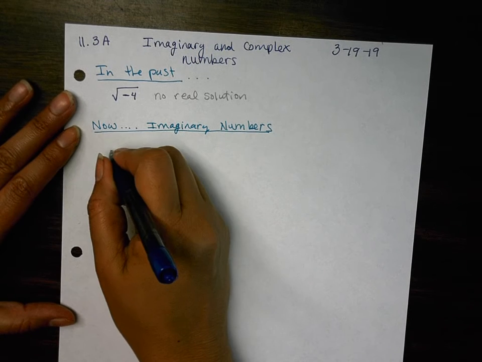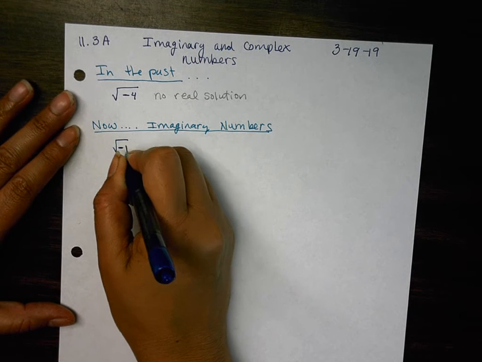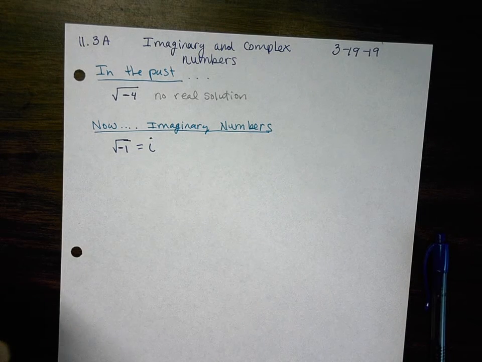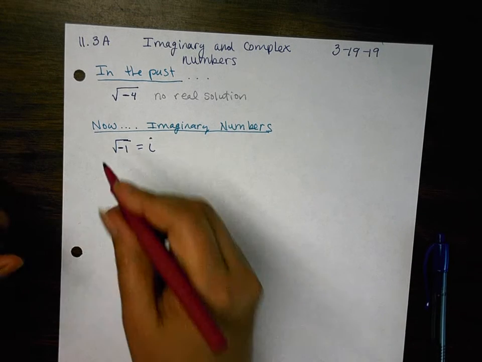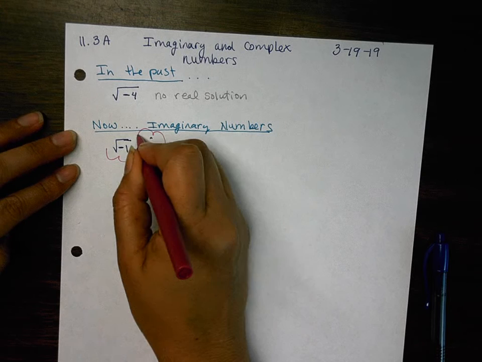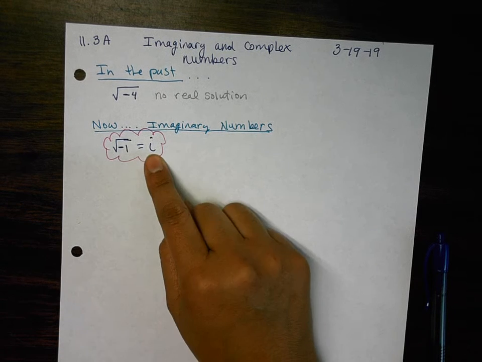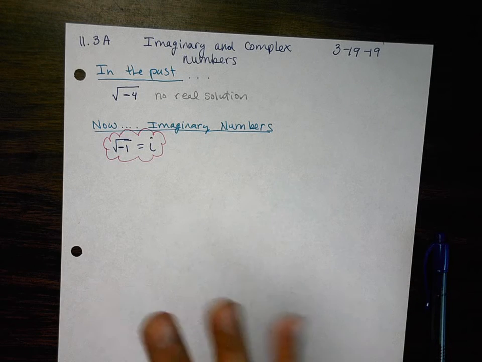All right, here it goes. By definition, the square root of -1 equals i. That is just something you will need to know for the rest of your math career. The square root of -1 equals i. It's a definition, it's given to us. So from now on, if you see the square root of -1, you're not going to put no real solution. You're going to put i. Again, unless they're asking you for x-intercepts.